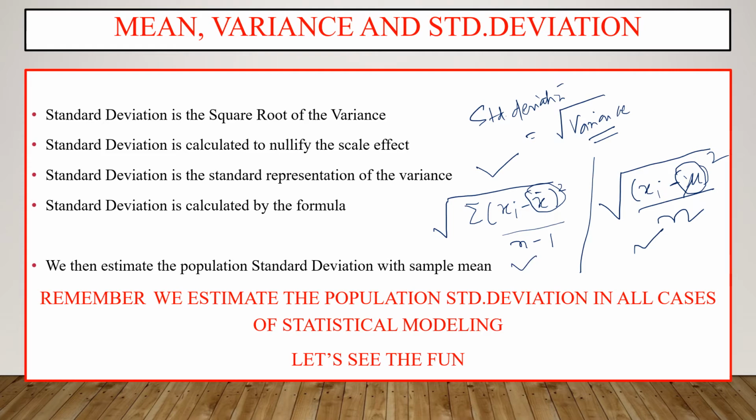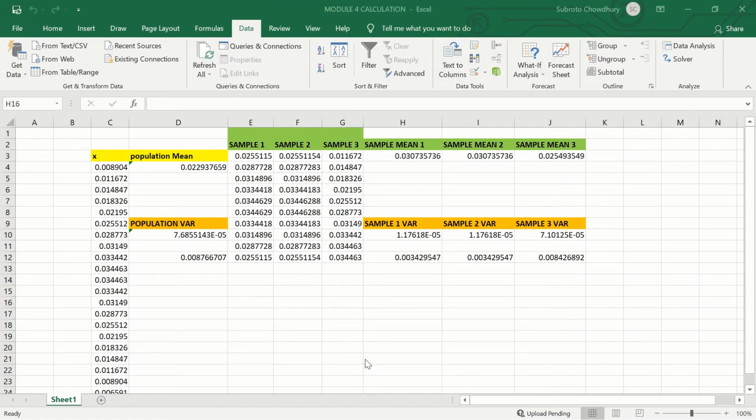Now what we will do is see that if we take a sample and then estimate the population mean and the sample mean, population variance and the sample variance, how these things go. Now we will take the example in Excel and try to see how to calculate the population mean and population variance and sample mean and sample variance. So we have taken a random number set of 21 observations.